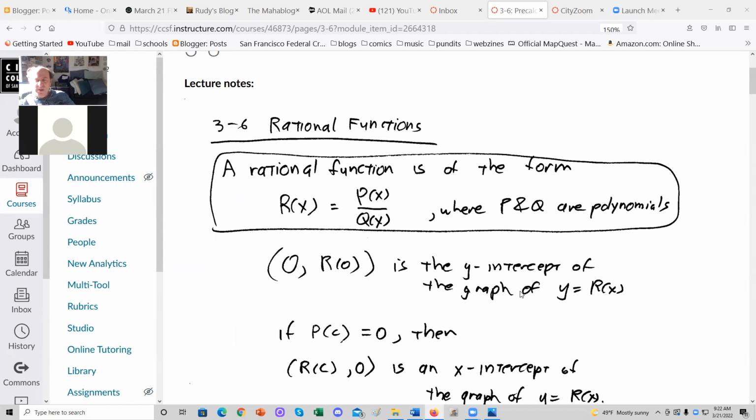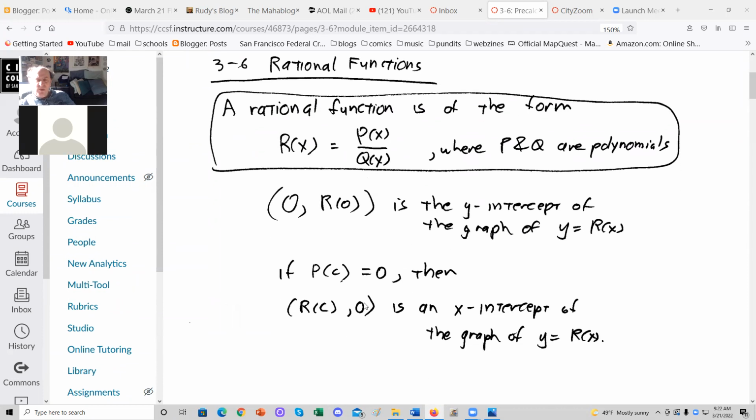the y-intercept. The x-intercept is when P of C equals 0. So that'll happen when R of C equals 0. Okay. So that'll be an x-intercept.